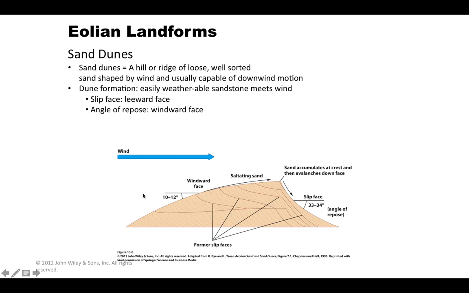So there's two major parts of our landform. We've got our slip face. That's our leeward face over here. So if you remember me talking about mountains and how air moves over mountains, you have the windward side of a mountain. That's the side that's getting hit with the wind.